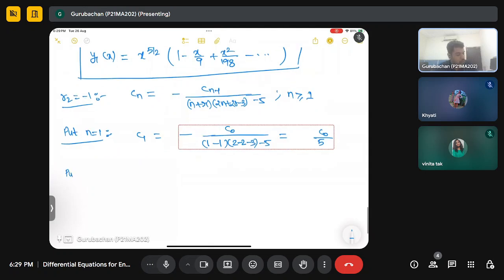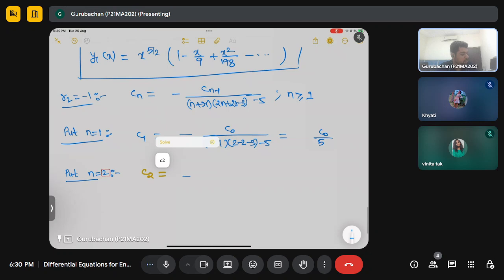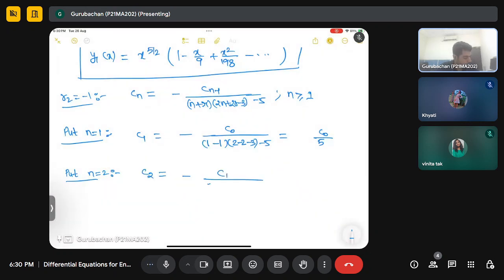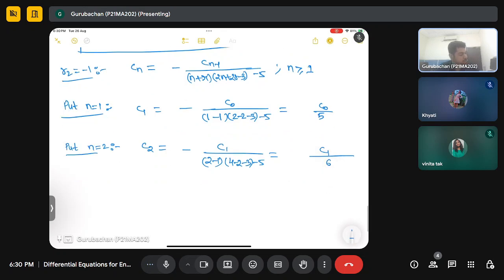Now put n equal to 2. This will give you C2 as minus C1 divided by (2 minus 1) into (4 minus 2 minus 3 minus 5). This will give you minus C1. So this will give you 1, and this is 3 minus 2, 5, and 5 minus 4 is minus 1. So this will give you minus 6, so this will be your 6. In the same way you can calculate C3, C4.